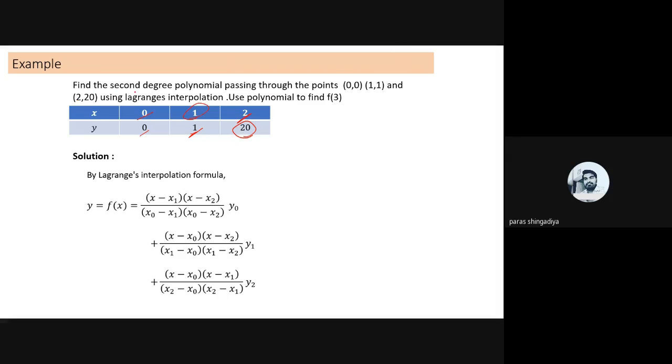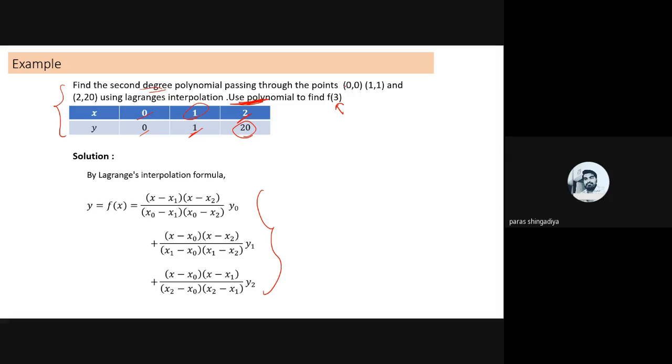Here the first question is to find the second degree polynomial. Means you have to define a polynomial by using this Lagrange interpolation equation. Okay, and after that use the polynomial. Means first we'll predict the polynomial, and then we'll directly replace x is equal to 3 in this equation, and we'll find f of 3. Okay, so this is the question given here.